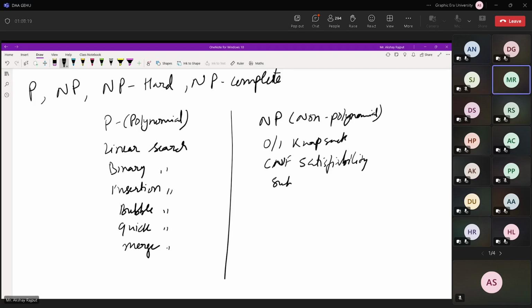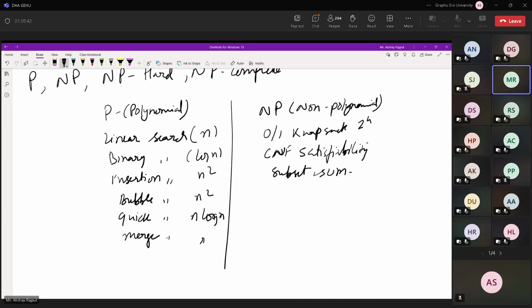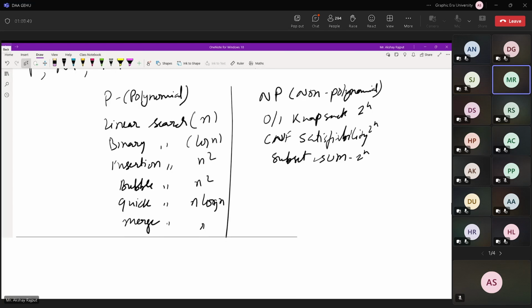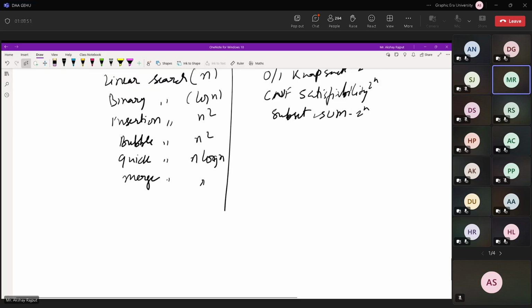One is subset sum. So these all are non-polynomial. Polynomial means it takes polynomial time to solve them, right? For example, linear search is order n, this is log n, this is n square, and log n. Here it is 2 to the power n. Some are n into 2 to the power n, but yeah. So this is exponential, 2 to the power n.